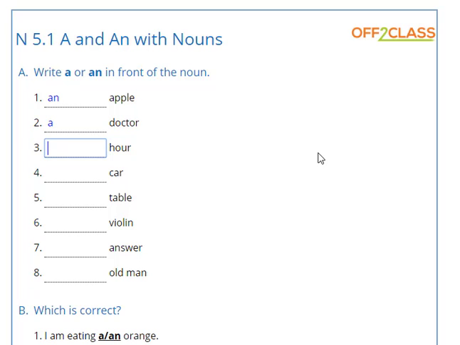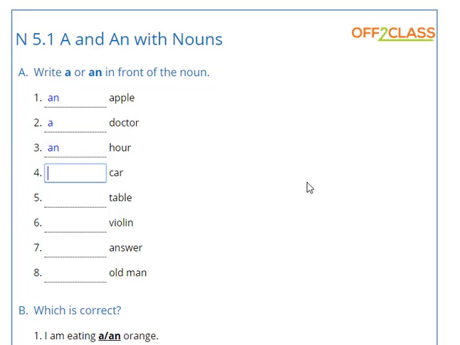If it's not a vowel, if it's a consonant like doctor, we use a. But hour is the exception. Remember why hour is the exception? Because it doesn't have the H sound. Even though it's spelled with an H, we're looking at a vowel sound. It sounds like we're saying "our." And we don't like to use two vowels together. We don't want to say "a hour" because it sounds funky, right? It sounds awkward to us. That's why we say an hour.